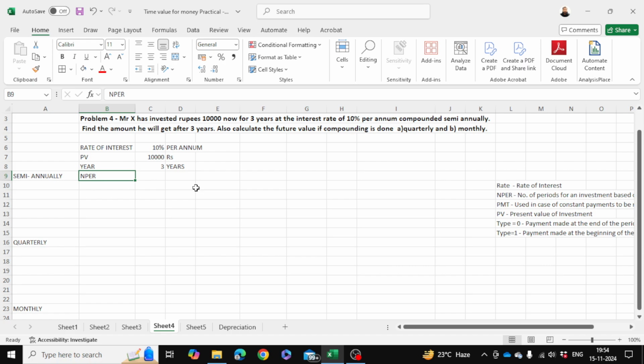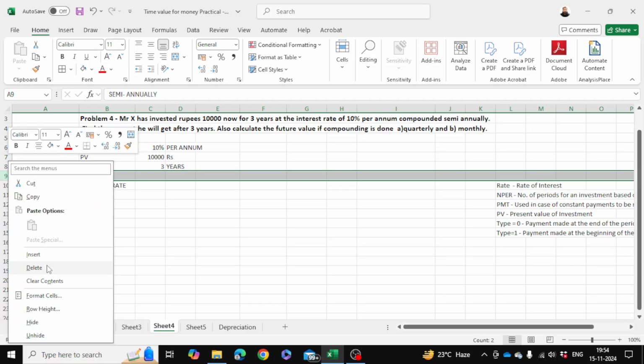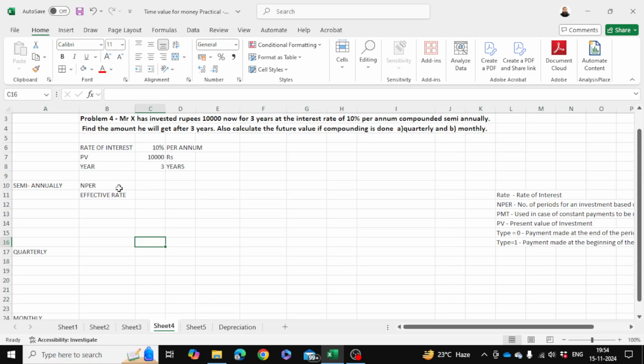So two things will change. Keep in your mind, your N period will change. Effective N period you are going to calculate, and you are going to calculate the effective rate of interest. Two things you have to calculate. I'm going to insert one row above so that it is segregated separately. N period in this case will be whatever the number of periods is, multiplied by 2, so you will get 6.